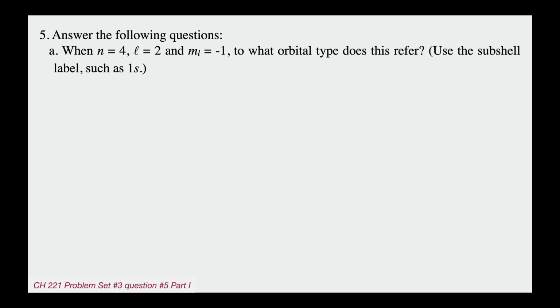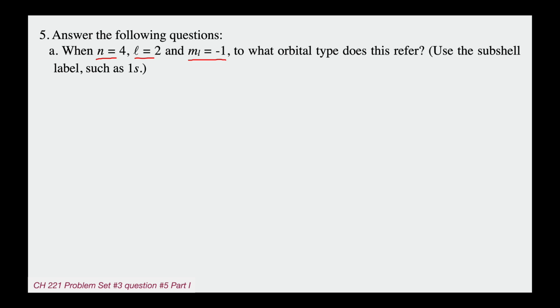Number 5, this is a series of questions where we're starting to talk about the quantum numbers. There are 4 quantum numbers. The first 3 are going to be the discussion of this problem, and the first 3 are n, l, and m sub l. So for this problem, we have n equals 4, l equals 2, m sub l equals minus 1. And it says, to what kind of orbital type does this refer?